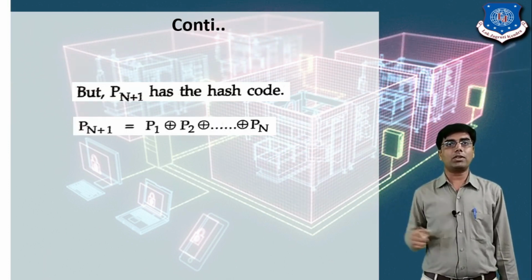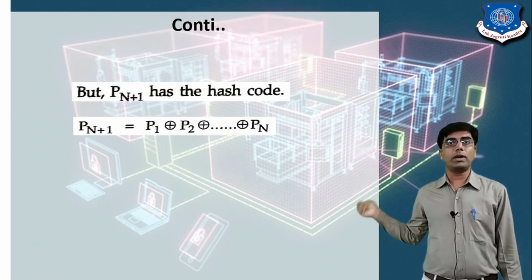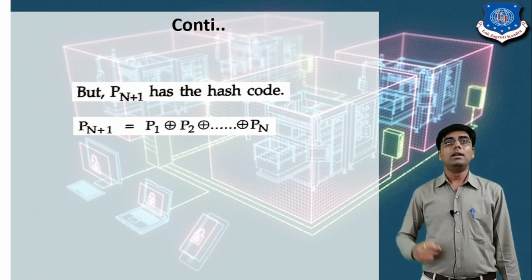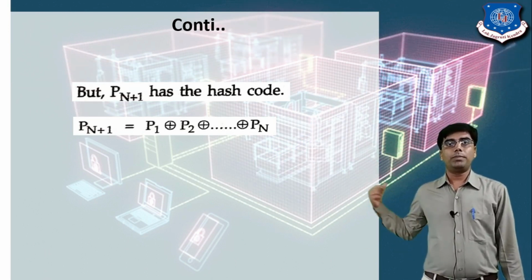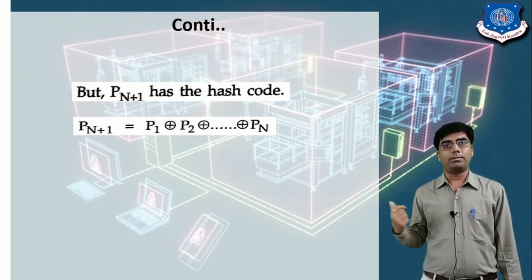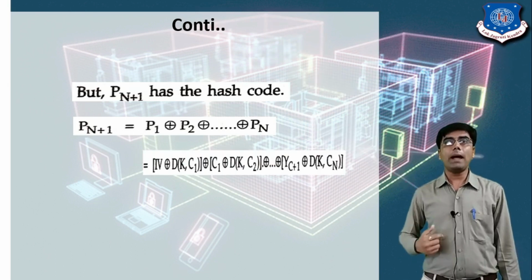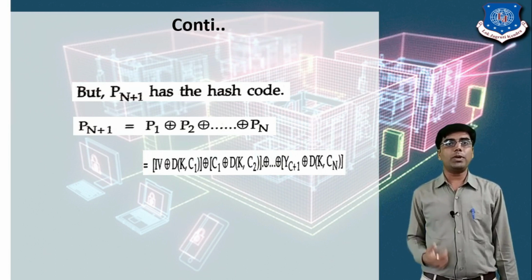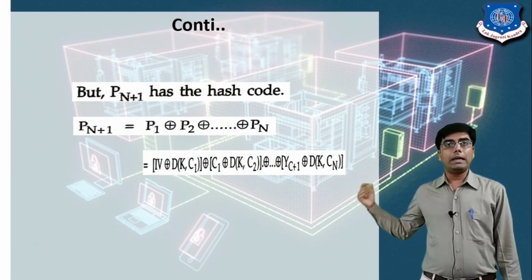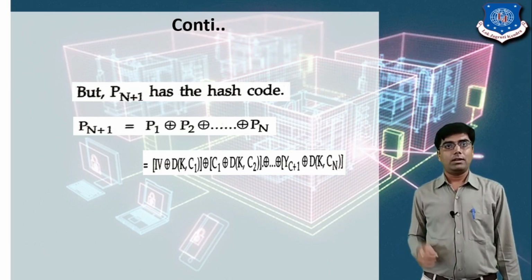You can see in the previous equation that P(n+1) equals P1 exclusive or P2 exclusive or up to Pn. It means that P1 is the first block of plain text, exclusive or P2 is the second block of plain text, and we apply the XOR across the number of blocks. After that, if I am considering P1, what is the value of P1? P1 equals the initialization vector. The first time I want to consider the initialization vector, right?